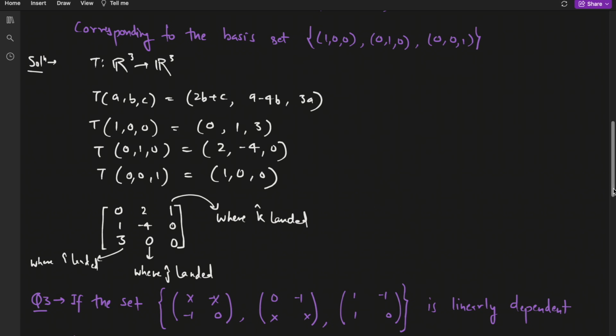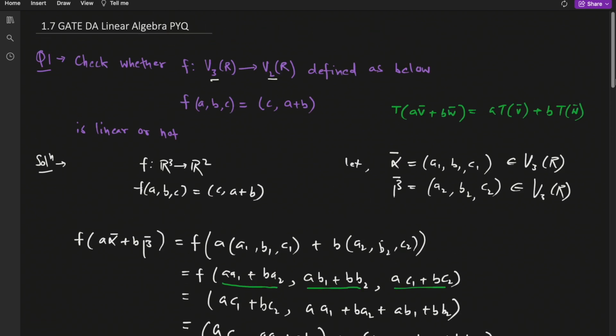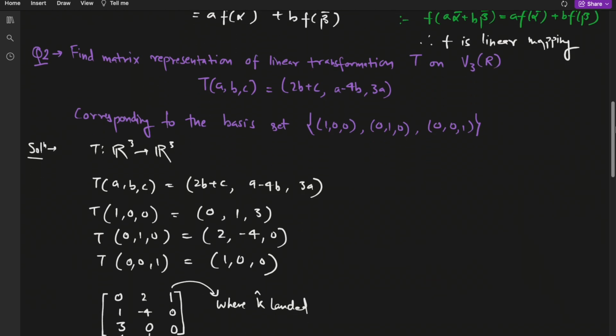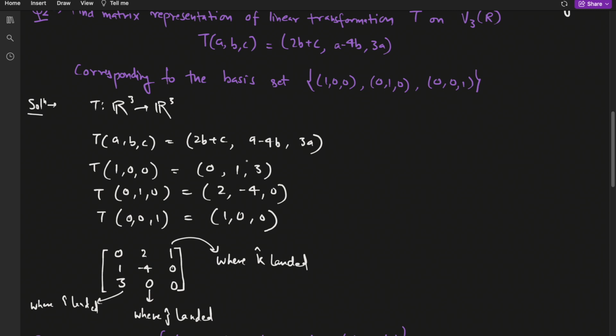This type of question, the first question, is important. This can come in GATE DA very easily. The second type of question won't come directly because it is pretty simple. But the way you create these matrices is important, because these can become a part of some bigger or complex problem. You will see in problems related to change of basis that how you construct these matrices from a transformation is important, because these are intermediate steps while solving other questions.